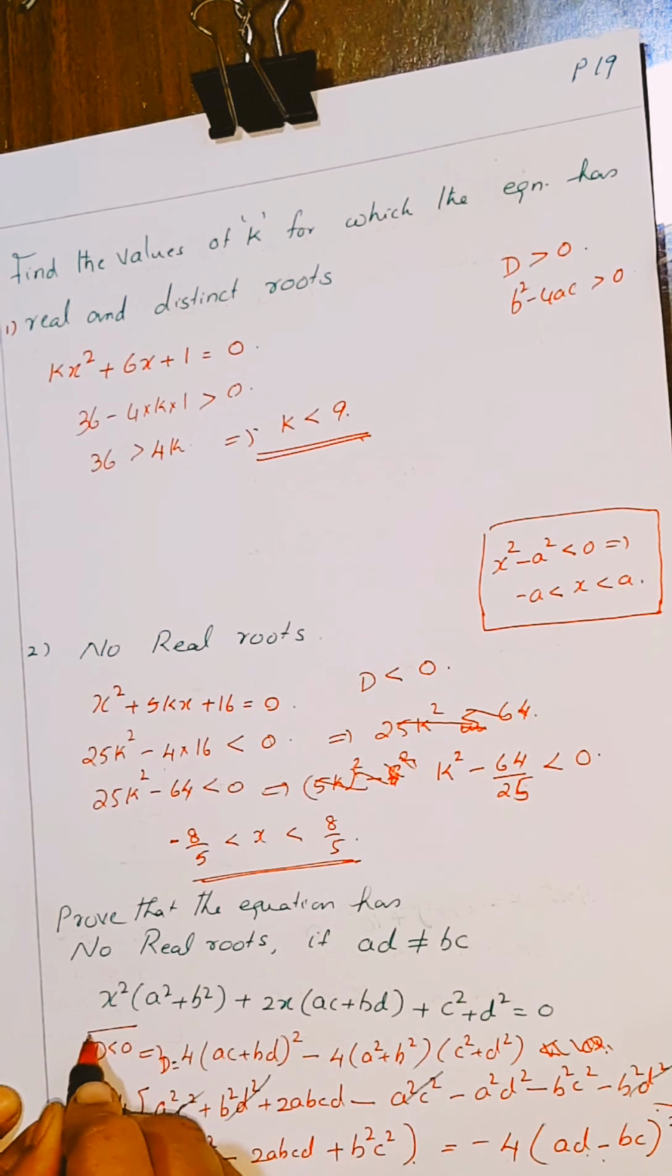We have to prove this D less than 0. So D is equal to, we simplified this. So we got this as AD minus BC the whole squared, which means whenever you are squaring it, you will get a positive value. So now into minus 4, it is a negative. So D becomes negative. So the equation has no real roots.